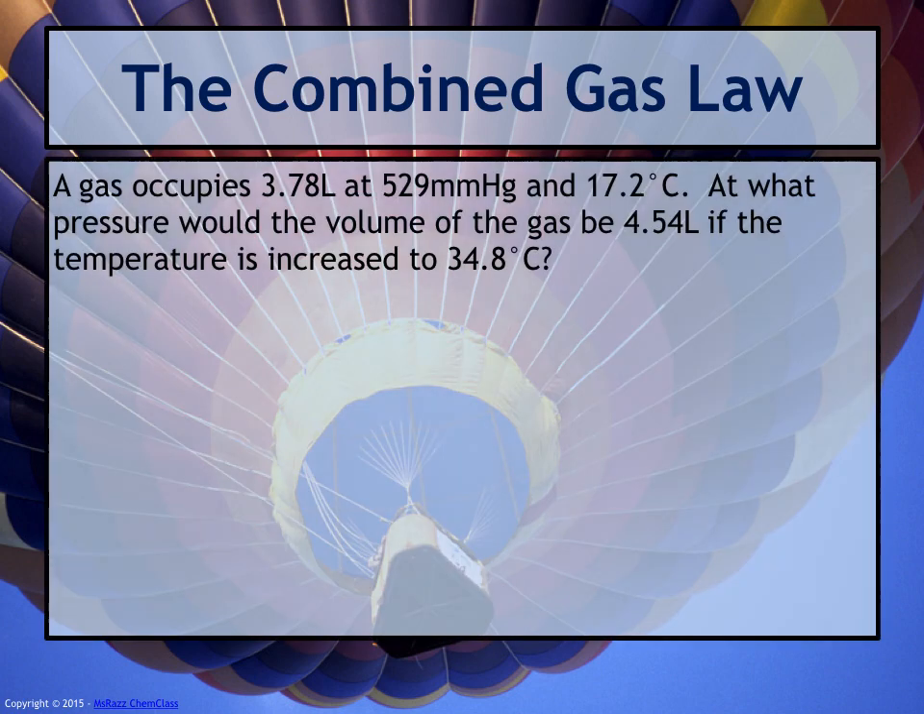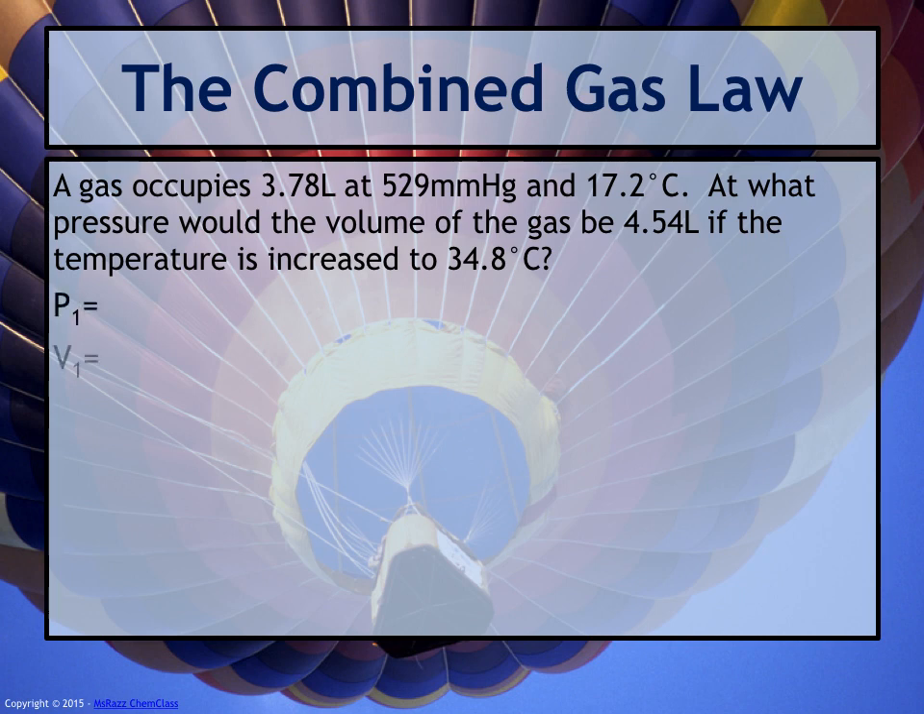Let's look at an example problem. A gas occupies 3.78 liters at 529 millimeters of mercury and 17.2 degrees Celsius. At what pressure would the gas be if the volume is 4.54 liters and the temperature is increased to 34.8 degrees Celsius? So there's a lot going on with that problem.